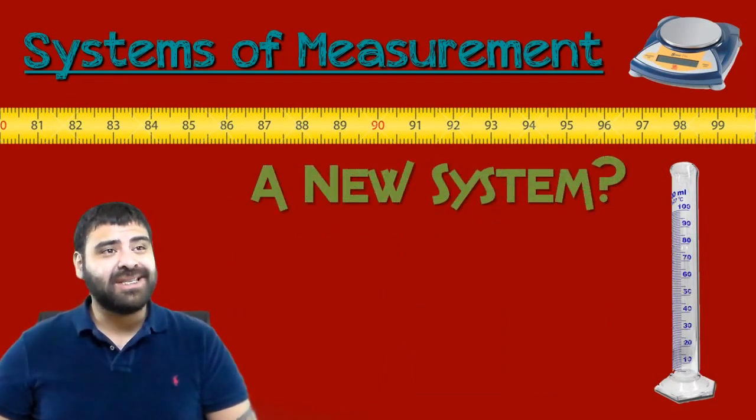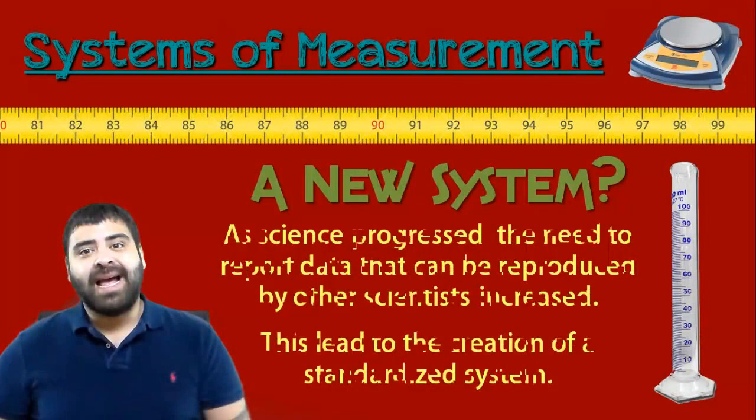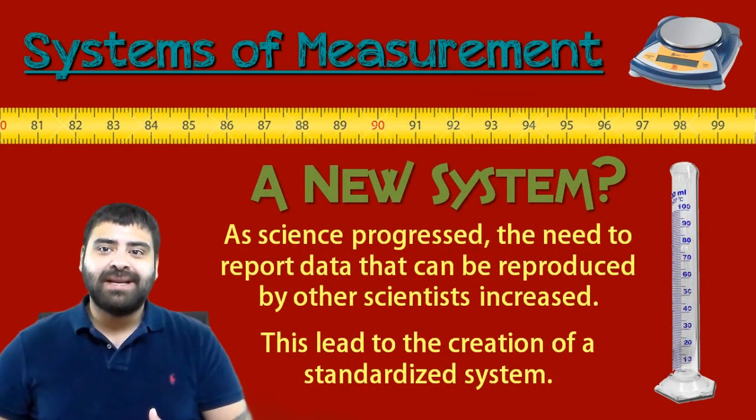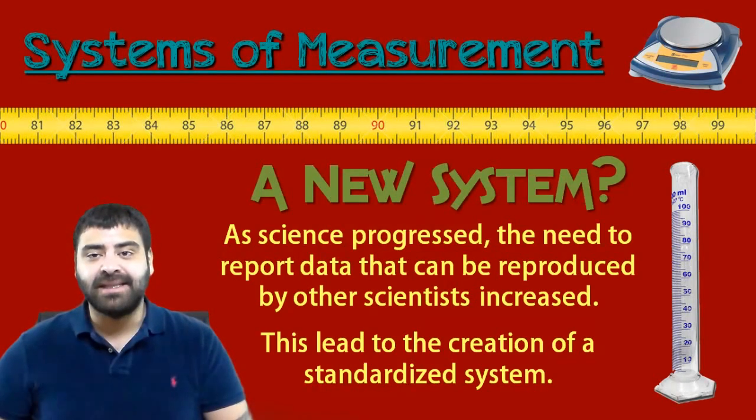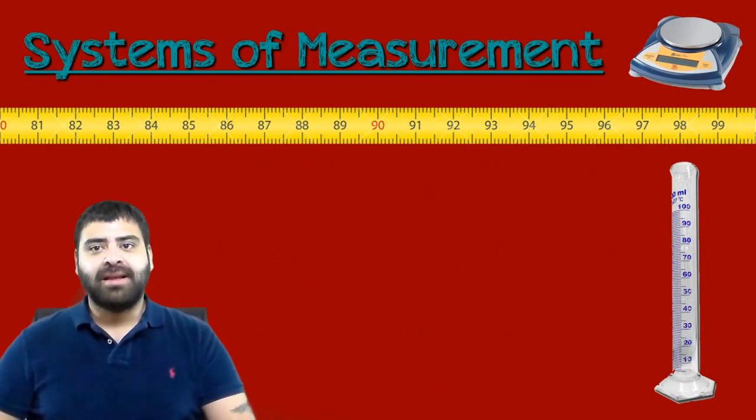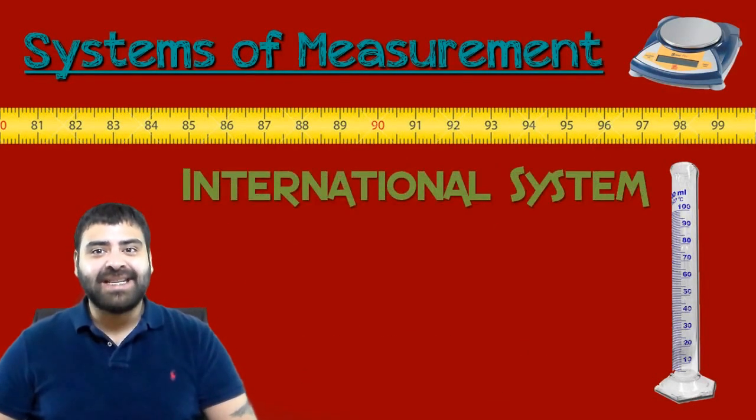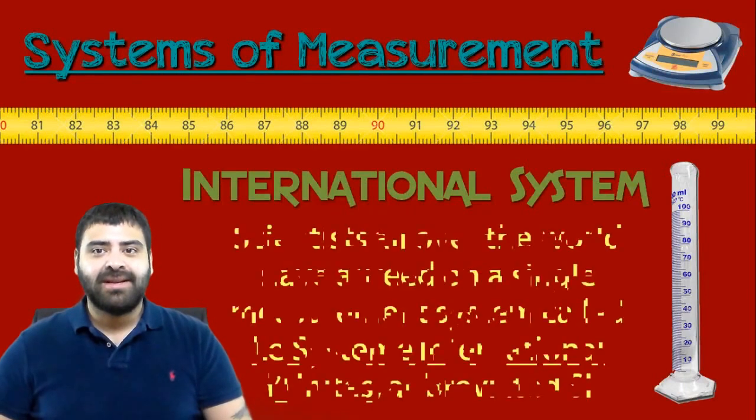So, was a new system needed? As science progressed, we really needed to report data that can be reproduced by other scientists and experiments that could be replicated around the world. So it was clear that a new system was going to be needed, and this led to the creation of a standardized system. Thus, the international system was born.